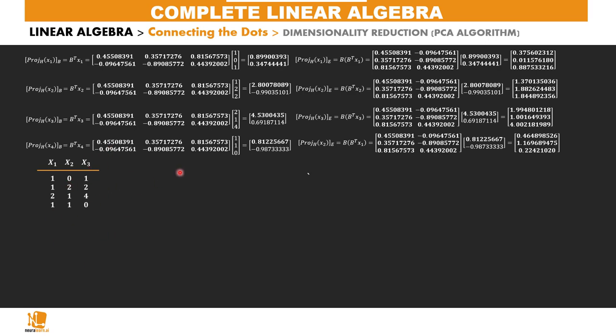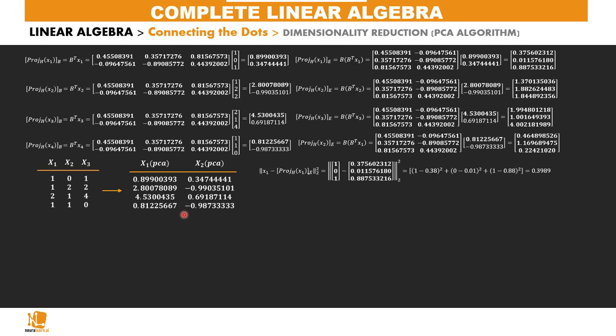So to convert these vectors 101, 122, 214, 110, which are part of this data set, into our 2D space using B, we actually get to these other points instead of the points we had initially when we took an arbitrary B. So we now have these points, and then we can do this. We have x1 minus its projection in the base E, which is the canonical base, the norm squared, which gives us this minus this. This is gotten actually from here. And then we have 1 minus 0.37 or 0.38 squared plus 0 minus 0.01 squared plus 1 minus 0.88 squared. And this is equal to 0.3989.